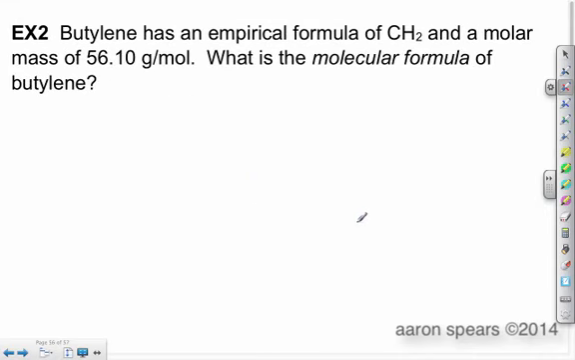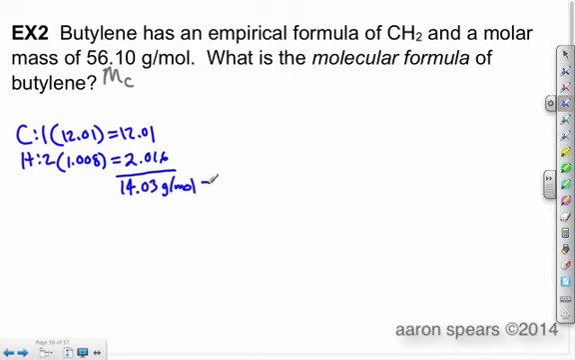In our second and last example, it says butylene has an empirical formula of CH2 and a molar mass of 56.10 grams per mole. What is the molecular formula of butylene? Since our empirical formula is already given to us, our next step is to find the molar mass of the empirical formula. And here we see that the molar mass of the empirical formula is 14.03 grams per mole.